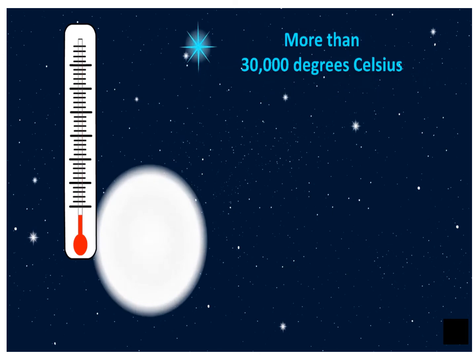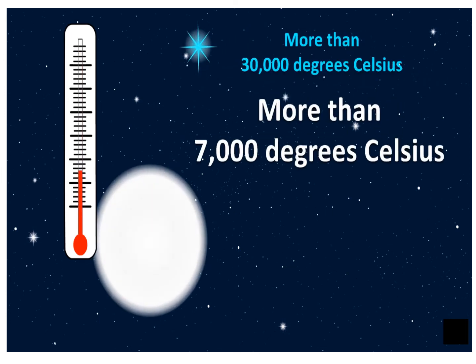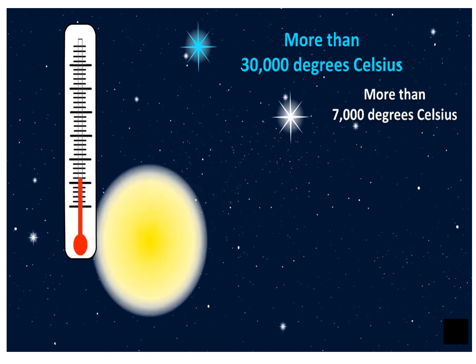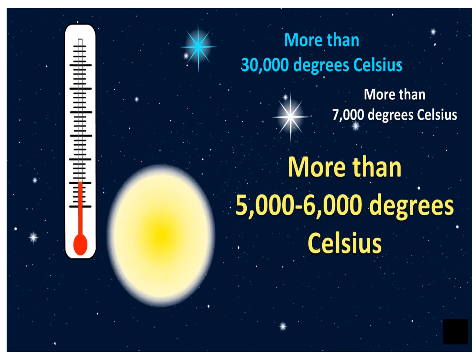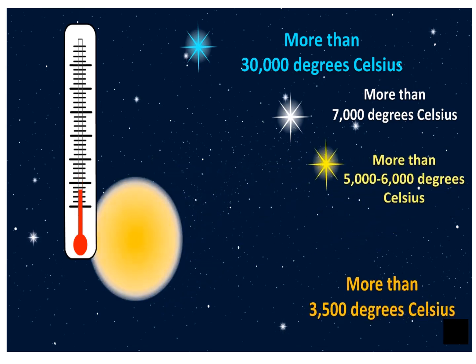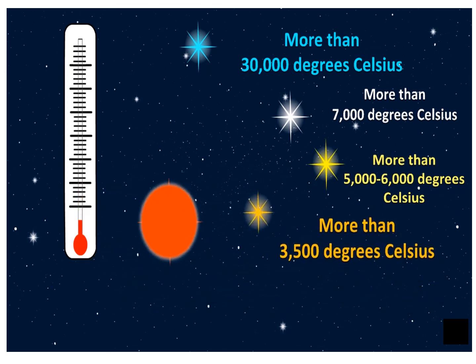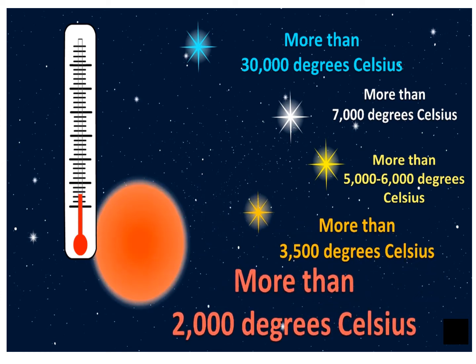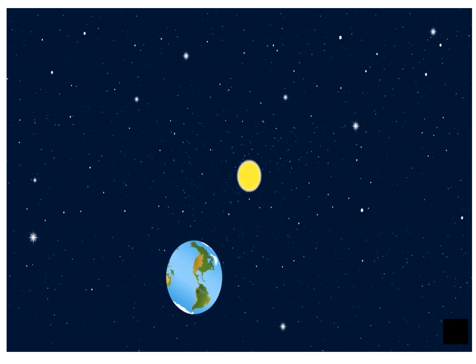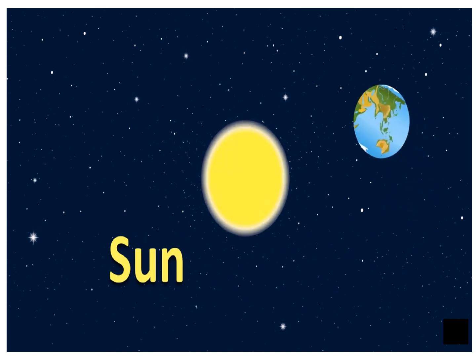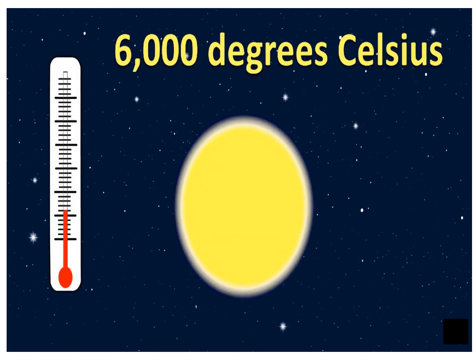White stars are a little cooler. Their temperature is more than 7,000 degrees. Yellow stars have a temperature of 5,000 to 6,000 degrees. Orange stars more than 3,500 degrees. Finally, the coldest stars are the red ones. Their temperature is more than 2,000 degrees. Do you know which star is closest to Earth? Of course, this is our Sun. The Sun is a yellow star, and its temperature is about 6,000 degrees.